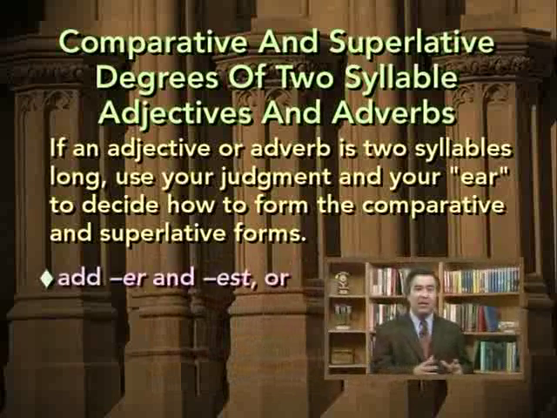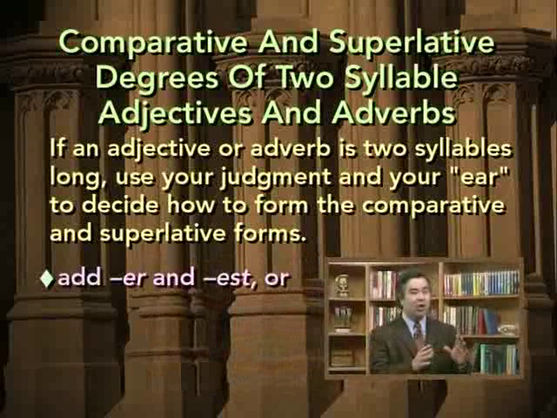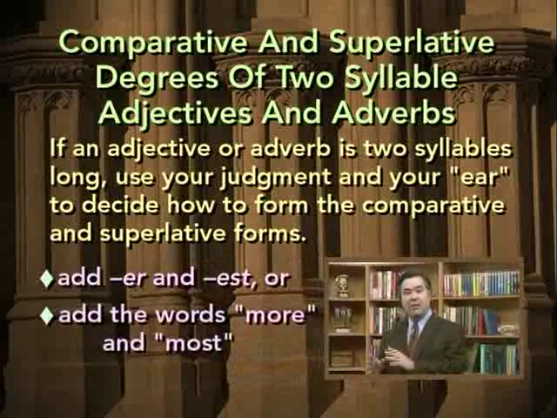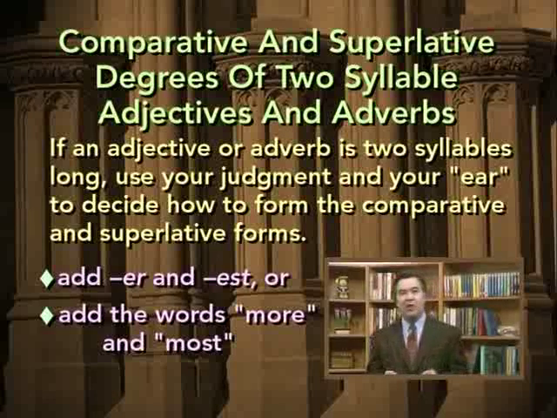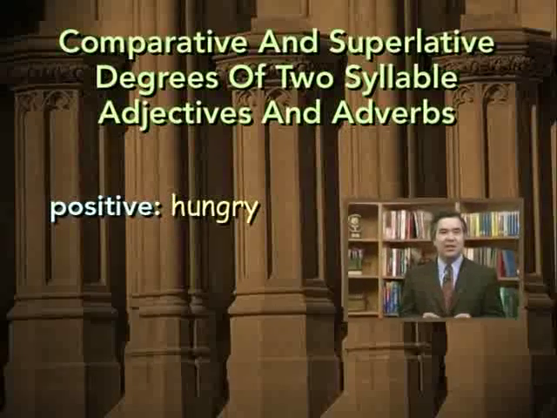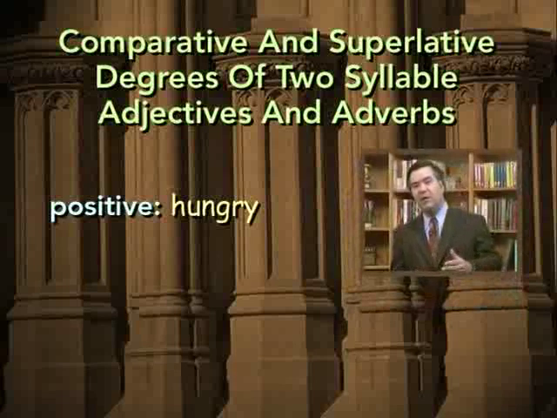You can either add er and est if you want, or you can add the words more and most, depending on which sounds right. And in most cases, it will be fairly obvious which sounds better. Let me give you a couple of examples. Take the adjective hungry, a hungry man. How would you form the comparative and superlative forms of hungry?